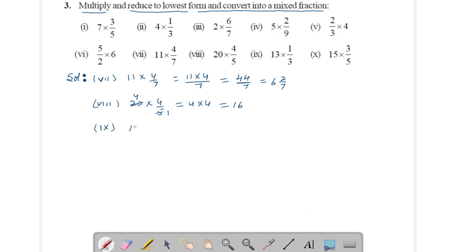It is 13 into 1 upon 3. This can be written as 13 into 1 upon 3. 13 ones are 13 upon 3. Convert it into mixed fraction. It can be written as 4 1 upon 3. This is your answer. Now come to 10th part.